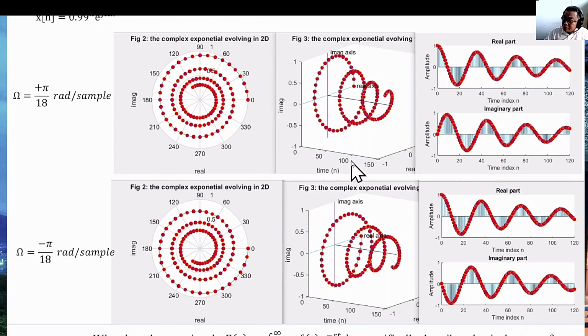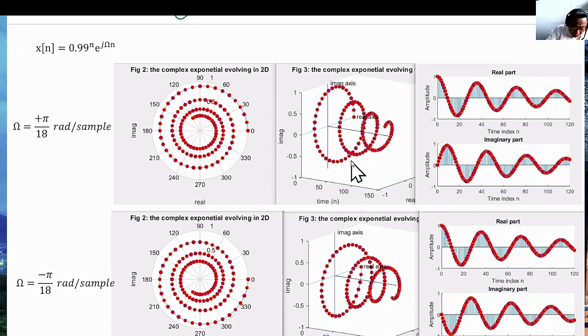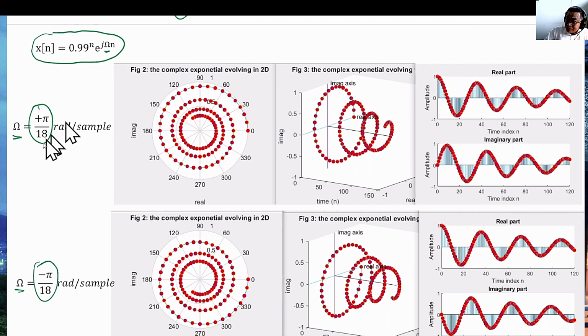Let's see the next page. In the next page, I'm going to plot in discrete time 0.99 to the power of n times exponential of j omega n, and I'll select two omega. One is a positive omega, one is a negative omega. In the positive omega case, this complex exponential is rotating anti-clockwise. When omega is negative, it is rotating clockwise.